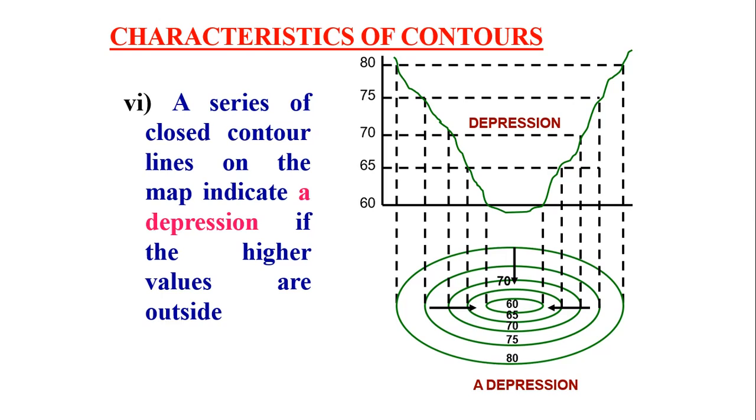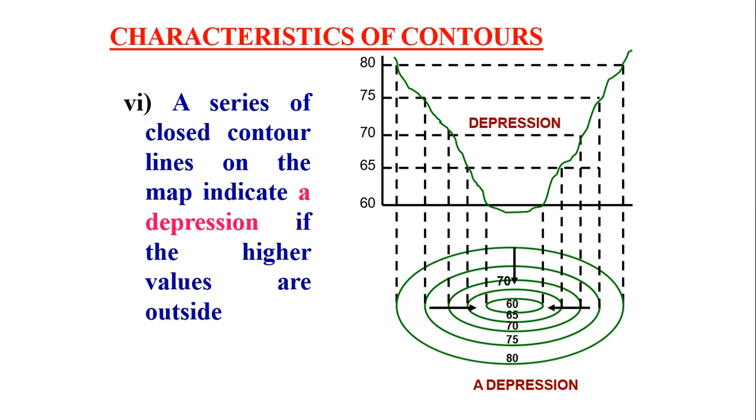Next, a series of closed contour lines on the map indicate a depression if the higher values are outside. So, it is vice versa. If the higher value is at the outside and the smaller value is inside in the closed contour, then we generally conclude it is a depression or it is a valley.